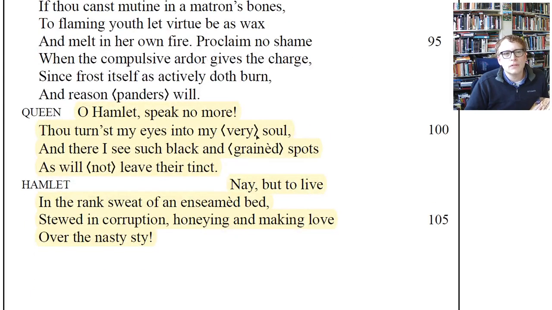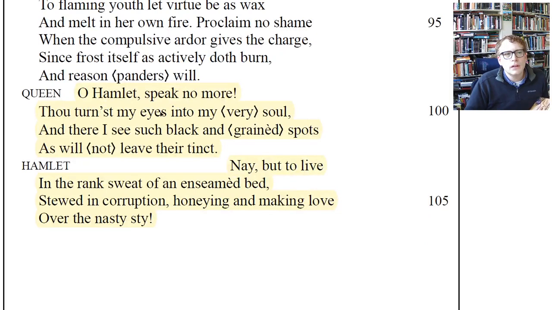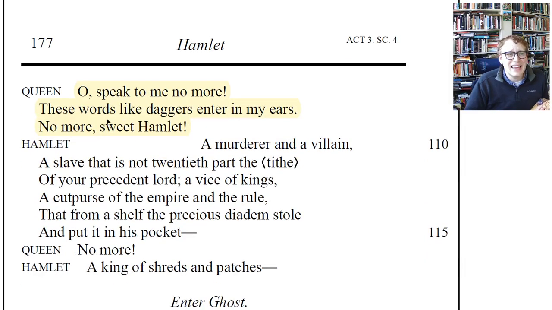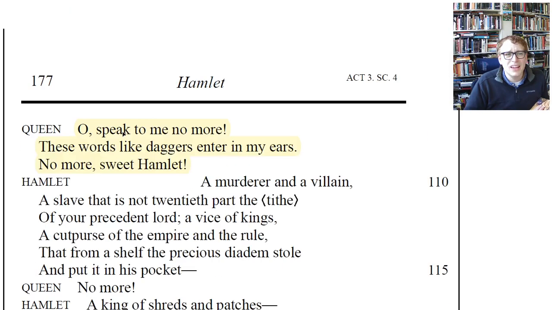He says to her, what should I do? Hamlet says to her, do not do this. To live in the rank sweat of an enseamed bed, stewed in corruption, honeying and making love over the nasty sty. Awkward. He's telling his mom, don't have sex with your husband. And it strikes her, right? She says, oh, speak to me no more. These words like daggers enter into my ears. No more, sweet Hamlet.